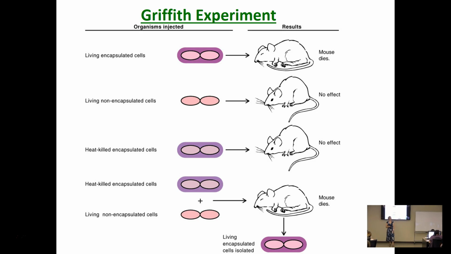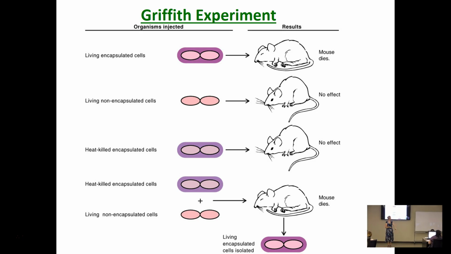So this is just another drawing of the Griffith experiment, where the living cells have the capsule that kill the mouse. The non-encapsulated living cells, because they don't have a capsule, don't kill the mouse. But when you put the killed cells, the difference here is they still have their DNA. So you kill those bacteria, and you basically just put their DNA in the mouse with the living non-encapsulated cells. The living non-encapsulated cells picked up the DNA from the encapsulated cells and learned how to make a capsule and killed the poor mouse.